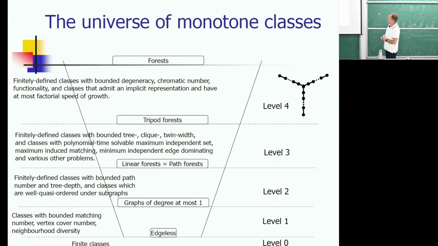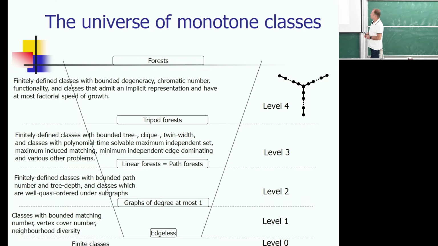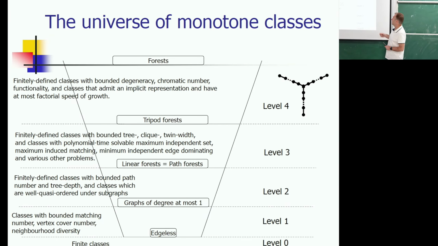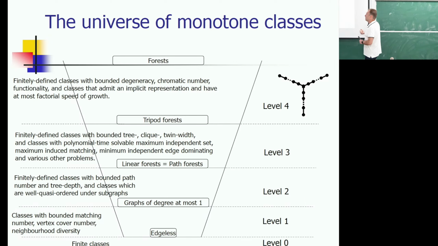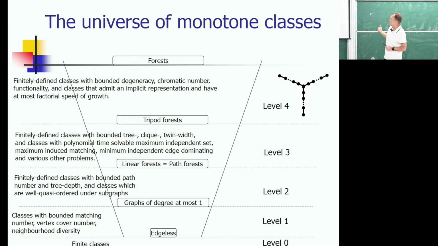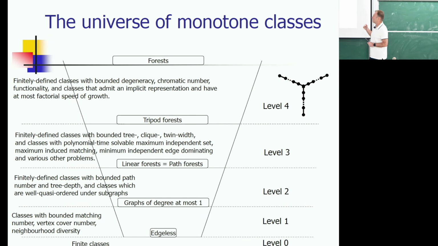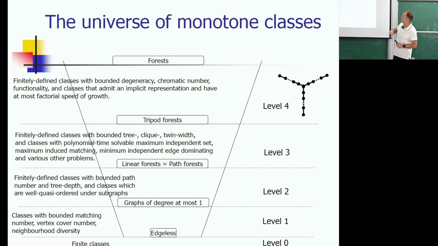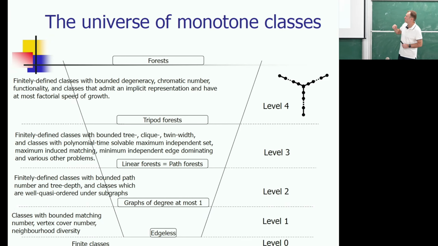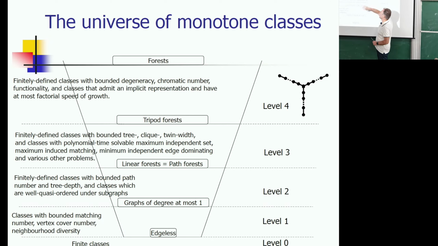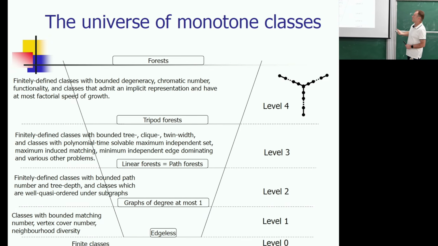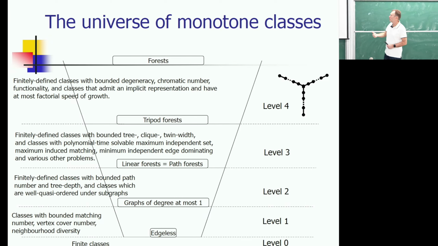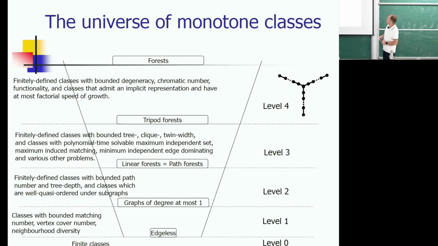The last level consists of classes, finitely defined monotone classes, where we have bounded degeneracy, bounded chromatic number, bounded functionality again. It's a certain graph parameter. And classes that admit an implicit representation and have at most factorial speed of growth. And the critical class in this case is the class of all forests. Once you exclude a forest as a subgraph, you find yourself in this level. And any monotone class containing all forests is above this line.